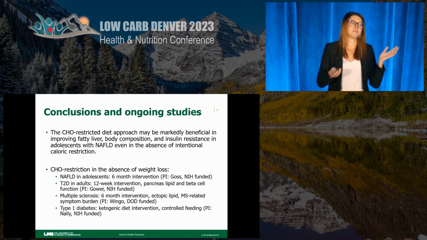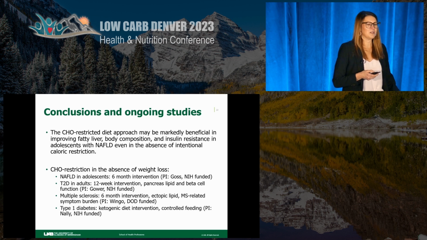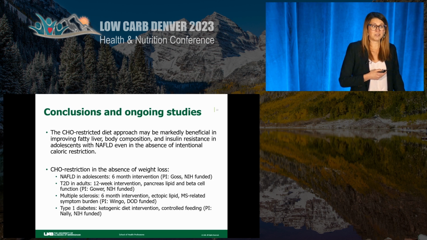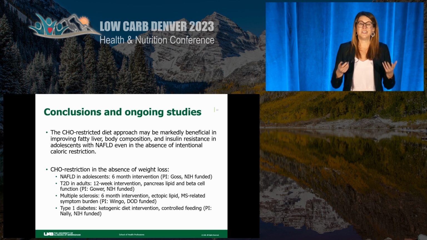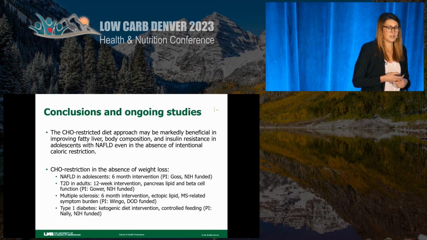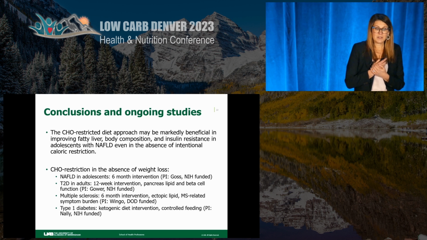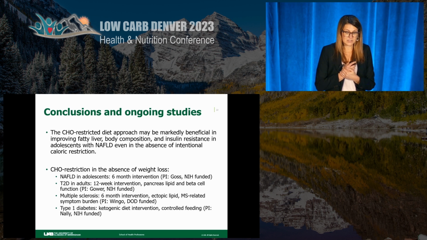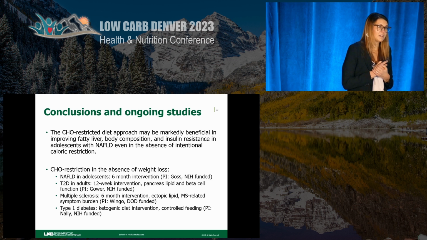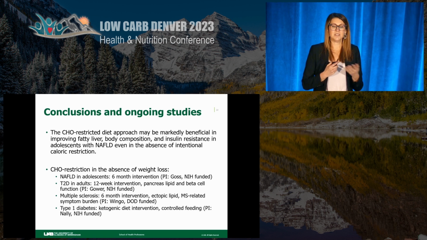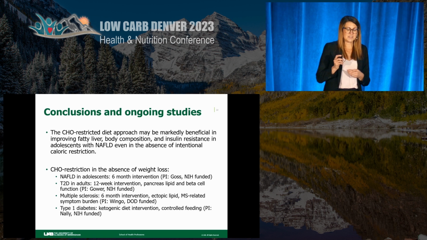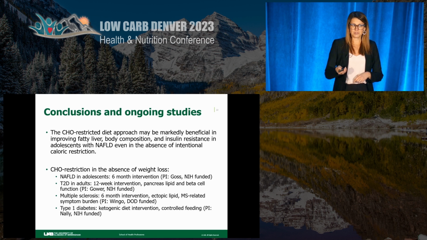Okay, so just to conclude this pilot study, and I'll wrap it up here, I wanted to talk a little bit about ongoing studies we have going on that I think can provide some hope that we're going to have some really cool data coming out in the next 3 to 5 years from some of these randomized controlled feeding studies looking at carbohydrate restriction in different types of metabolic disease. So in conclusion from this study, we found that a carbohydrate restricted diet approach in kids is markedly beneficial, improving liver fat, body composition, insulin resistance, and inflammation in kids with NAFLD. And this is in the absence of intentional caloric restriction.